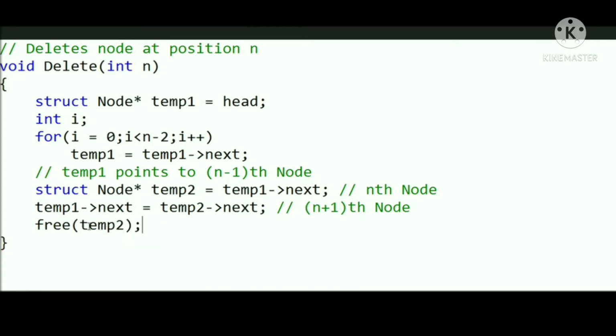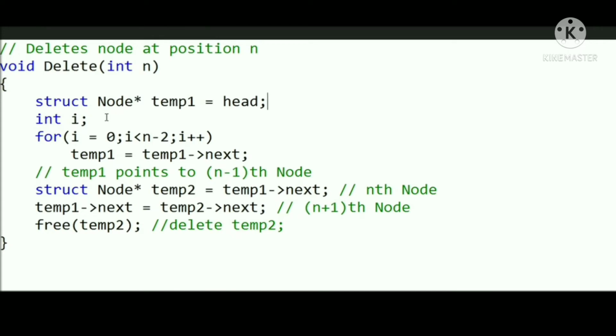The free function deallocates whatever memory is allocated through malloc. If we were using C++ and had used the new operator, we would have said delete temp2. Okay, now we should be good. This much code will work for scenarios when we have an n-1th node, and even if there is no n+1th node, if the n+1th position is null, this will work for that scenario. I'll leave that as an exercise for you to validate.